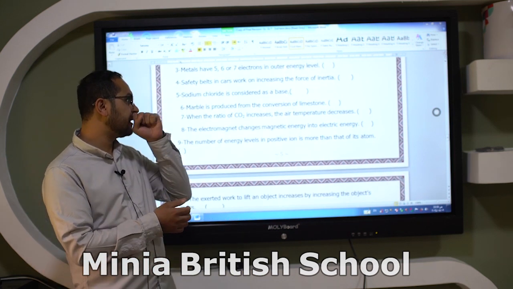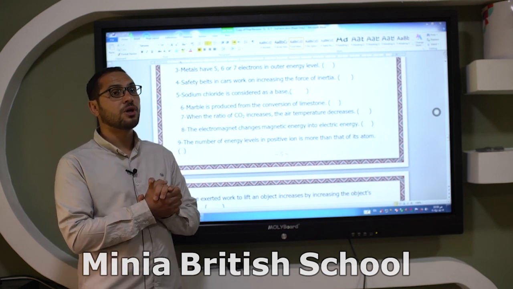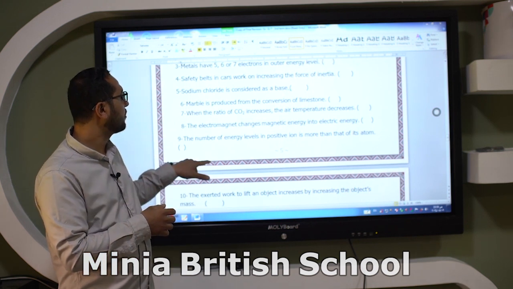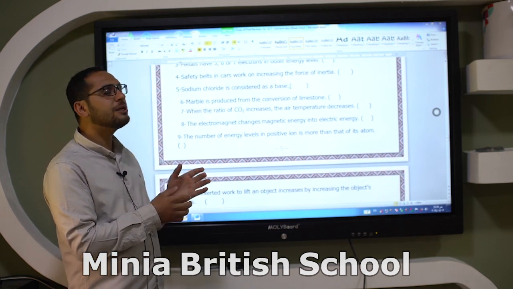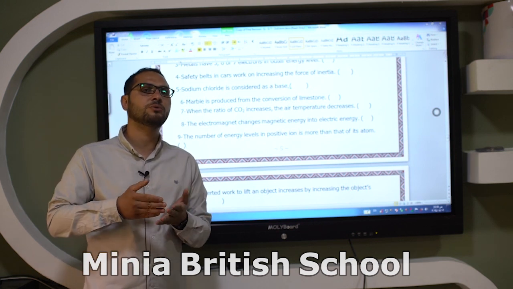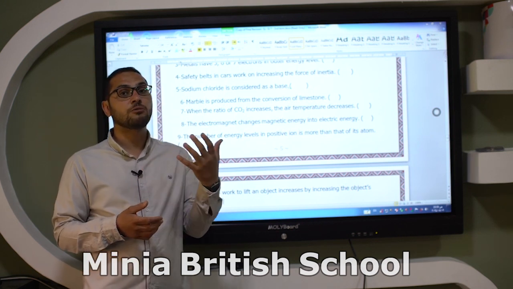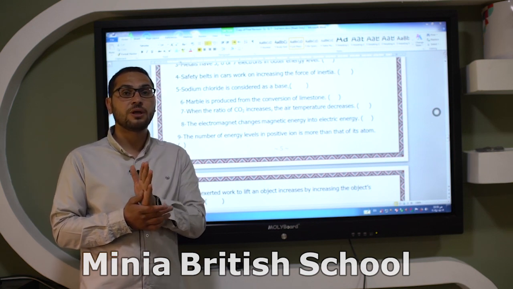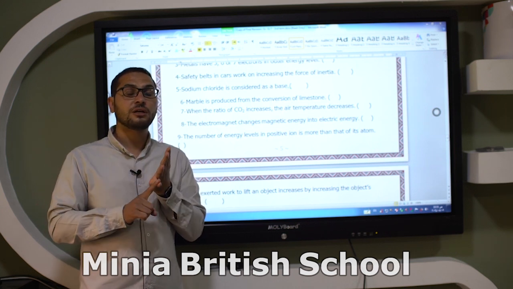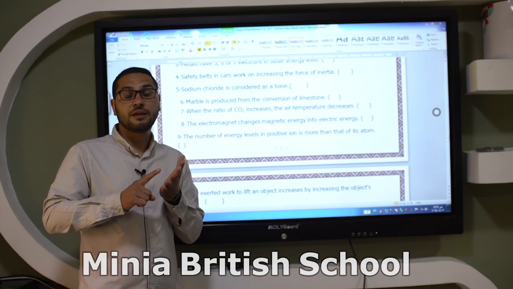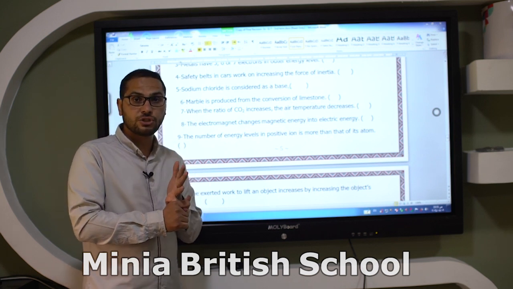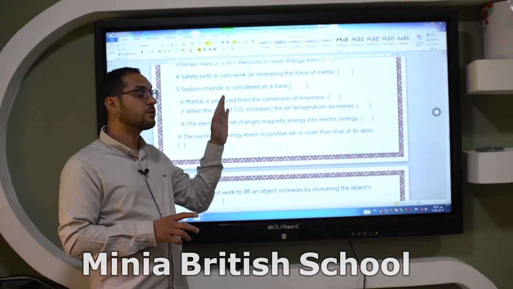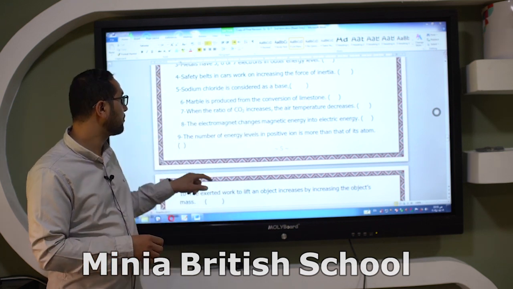Sodium chloride is considered a base? No, because sodium chloride belongs to the salts. Okay. By the way, how can you differentiate between salts and other compounds? If it doesn't start with H, and if it doesn't end with OH or with O, then this compound belongs to the salts.